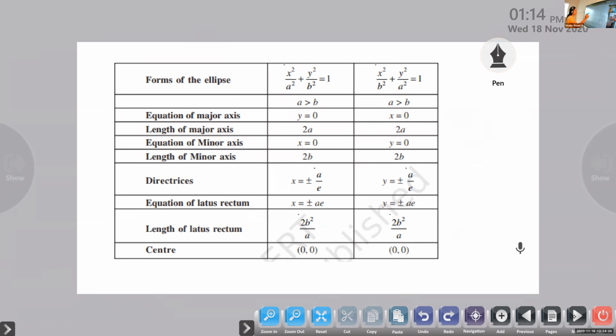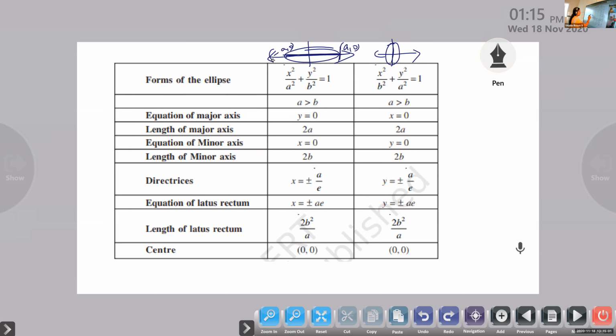Now listen. In the first one, draw the figure. For the first one, you will get the figure like this. The major axis is the x-axis. What is the equation of the x-axis? y is 0, so we write y is 0. Again for the second one, the major axis is the y-axis, and for the y-axis it is x is 0. Then the length of the major axis. This one is (a, 0) and this is (negative a, 0). So the length of the major axis is 2a. In both cases, it is 2a.